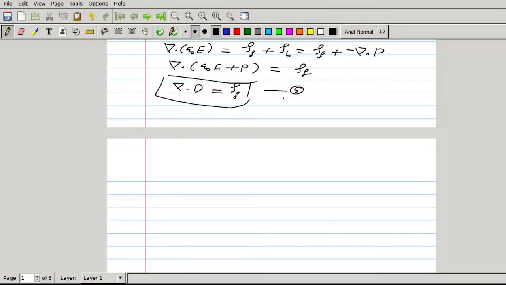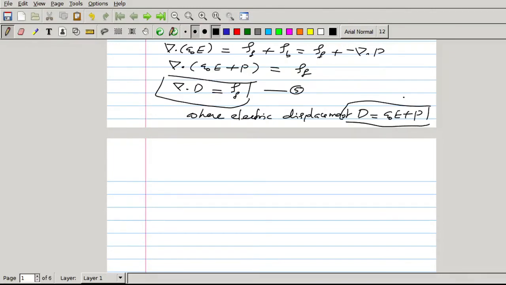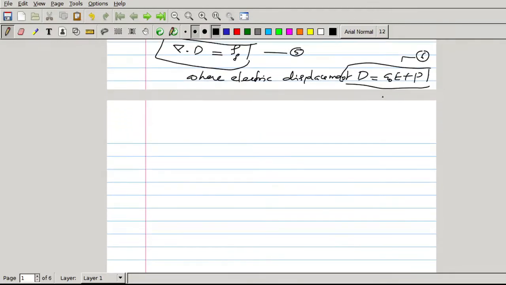Del dot D equal to rho F is the first Maxwell's equation in matter, in a dielectric medium, where the electric displacement D equal to epsilon 0 E plus P, equation number 6.